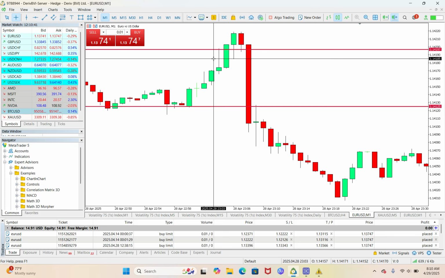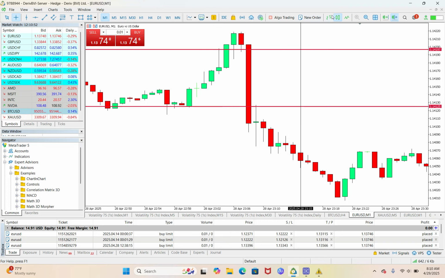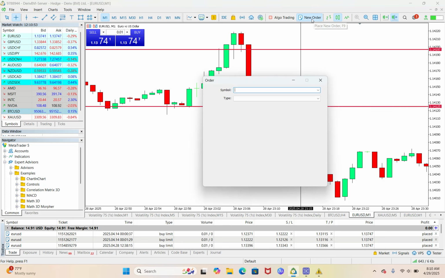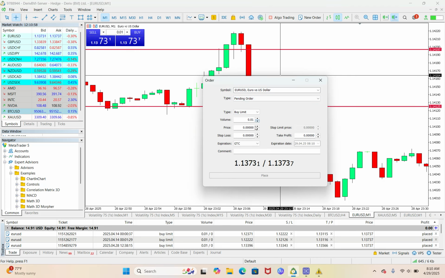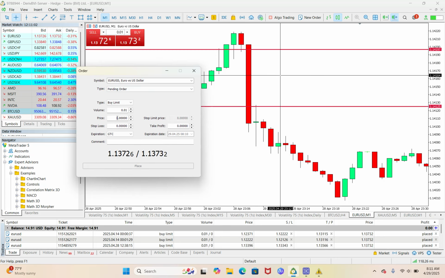So I'm gonna go 4 pip, round it out to 14,180, 5 pip in front. So new order pending. Right. Sell limit, we are using limit order, 0.01 lot size, micro lot.